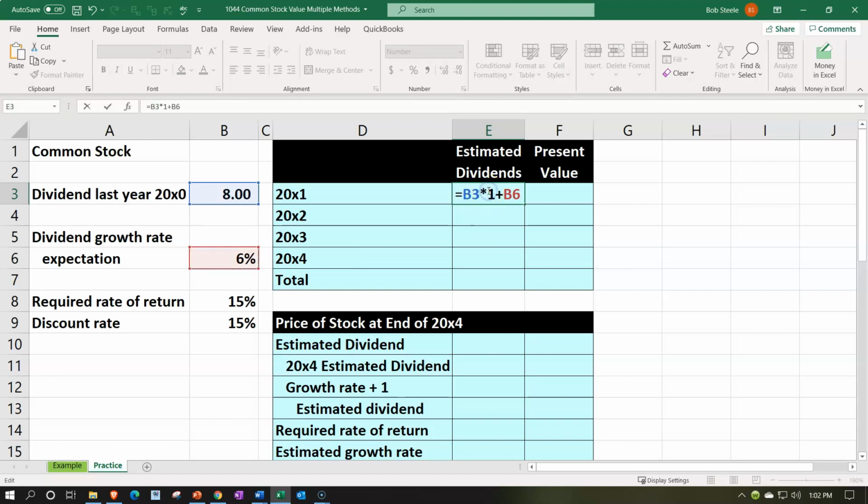Let's put some brackets around that. I'm going to put brackets here. So there we have it.